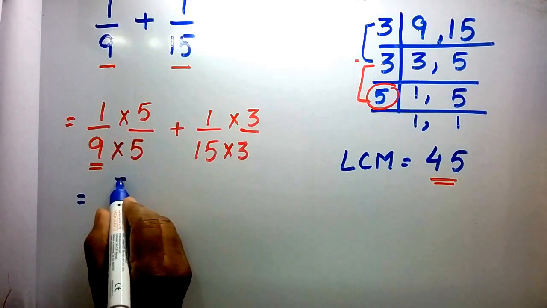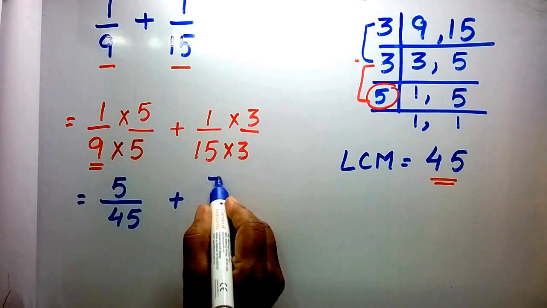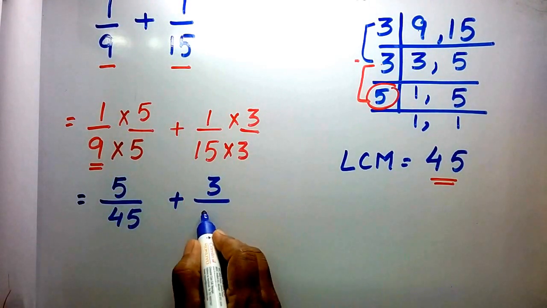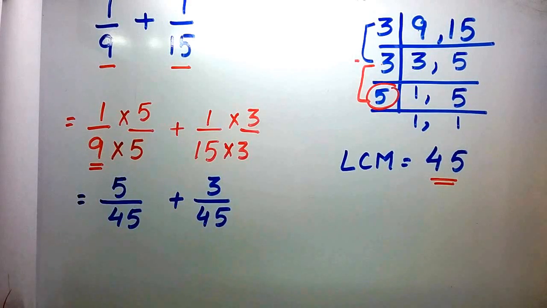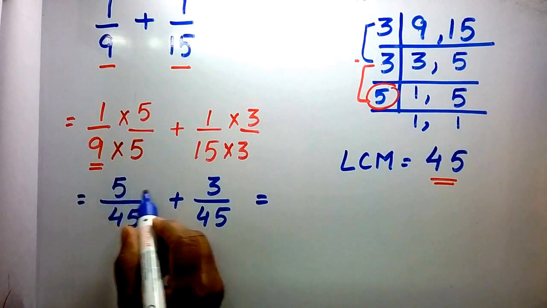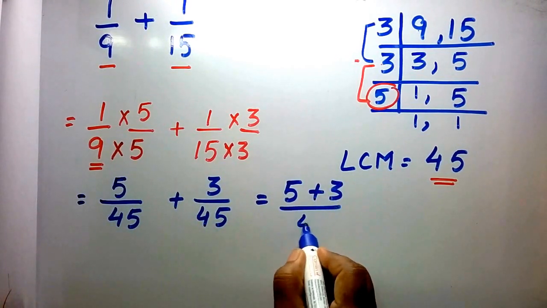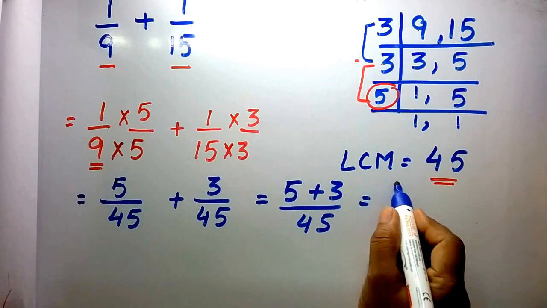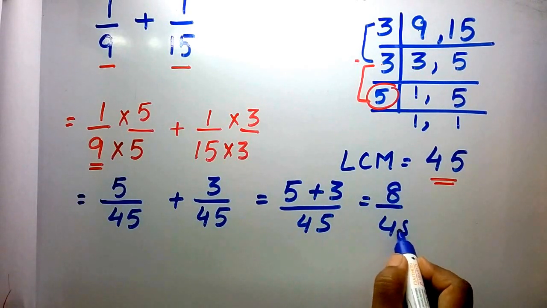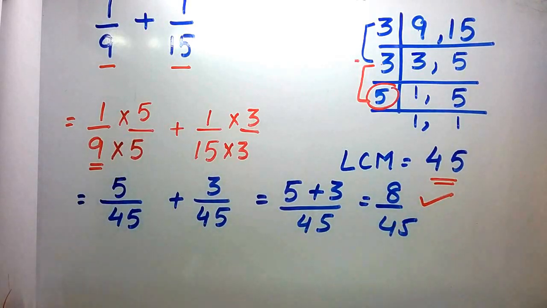Now you can multiply the numerator. 5 1s are 5, 9 5s are 45. Here also 3 1s are 3, 15 3s are 45. Now as the denominators are the same, we can add the numerators: 5 plus 3 upon 45. That is 8 upon 45. You could cancel, but they don't come in the same table, so no need to cancel.